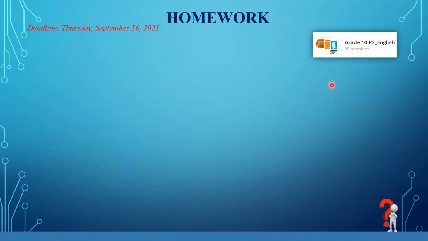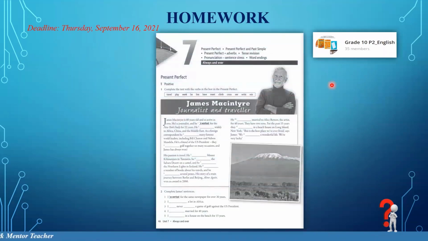Before that, let's take a look at the homework. I got it from our workbook here. It is on page 46, unit 7, always and ever here. This is about the present perfect tense, and there's only one main point here. It's about positive, and there are two subheadings here.